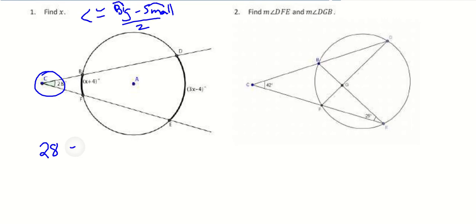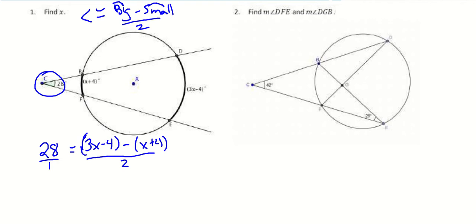So 28 equals the big arc, which is 3x minus 4. Now this is an expression, so I need parentheses around this. Minus the small arc, which is x plus 4, and then divided by 2. I always like it as a fraction, just personal preference. So if you like putting the 1/2 in front, go for it.